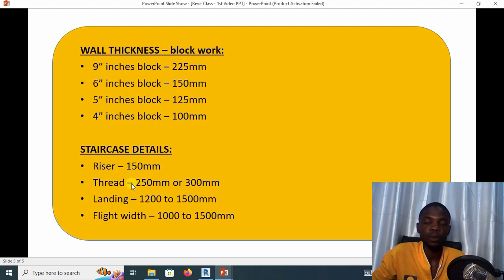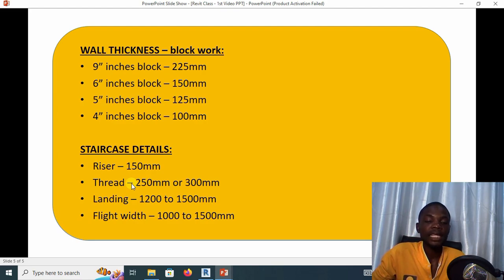4 inches block work. Now for staircase details, your riser simply means the height of each step of your staircase, and that is usually 150 millimeters. Your tread simply means the width of each step of your staircase, and that is usually 250 millimeters for residential buildings and 300 millimeters for commercial buildings.